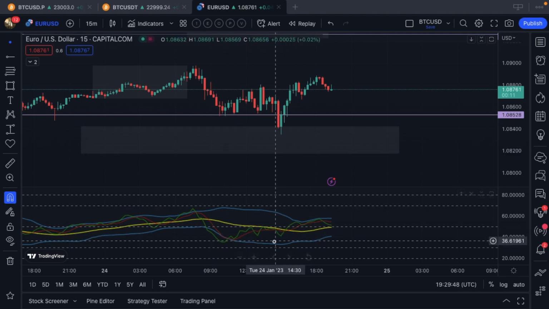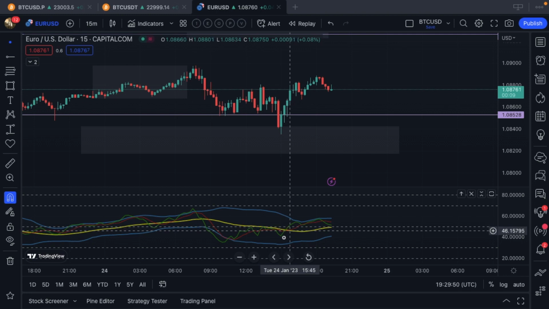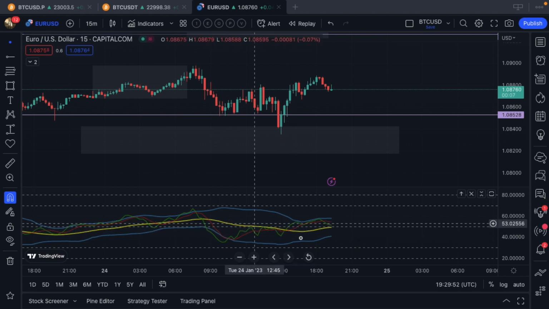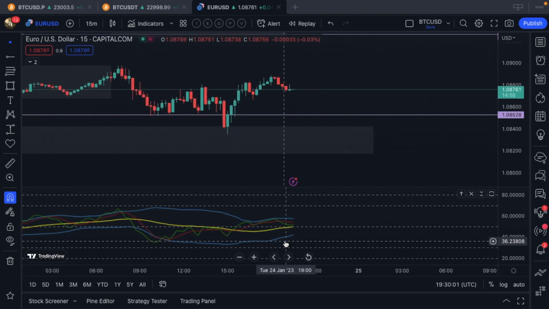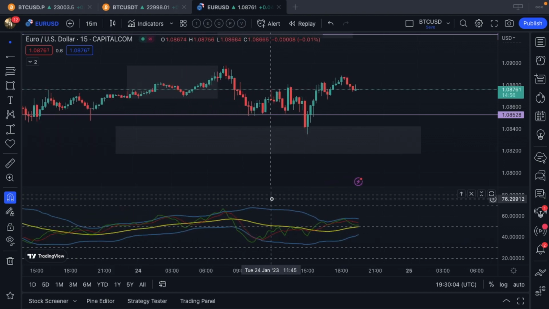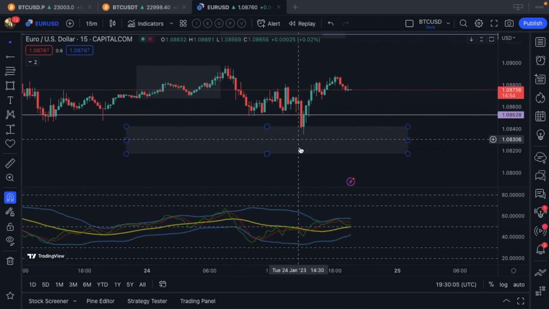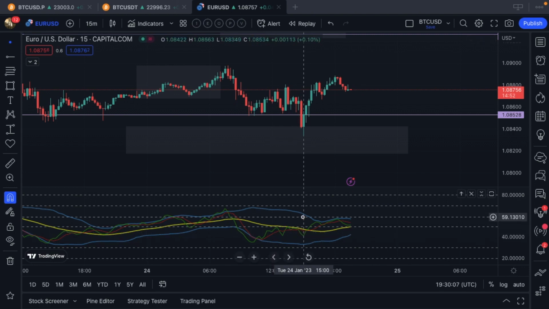And on this level, we finally clear the market line, the yellow line. We also clear the red one, which is blood in the water. So that is what you're waiting for, something like this.